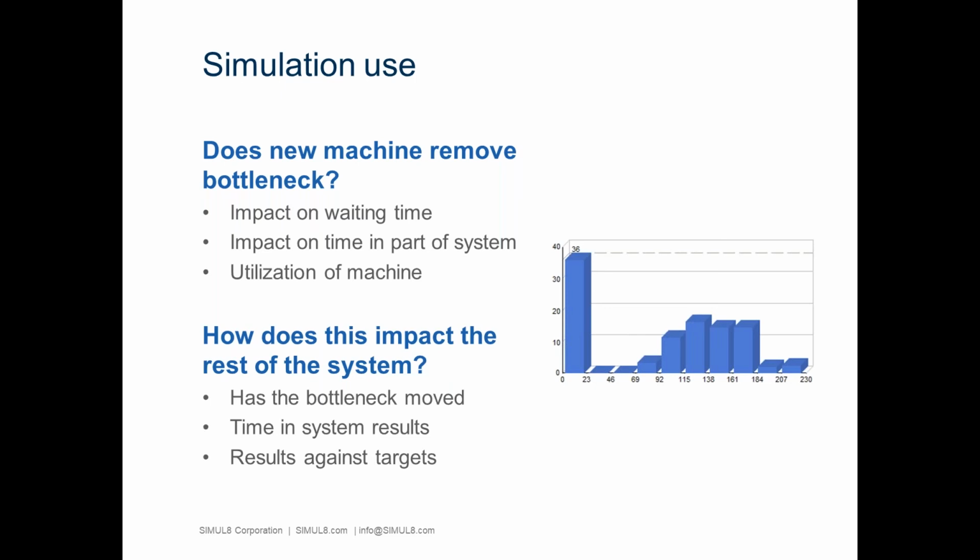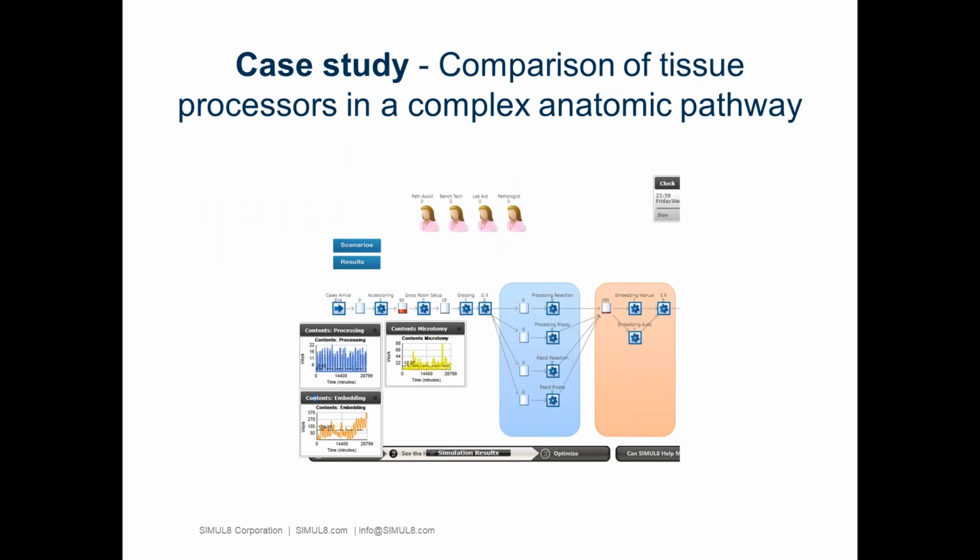So when we're doing this in a simulation, we want to look at things like the waiting time. We want to look at how utilized the machine will be and how many parts we can get through. But also we want to look at the rest of the system. Is it going to just move the bottleneck? If it does, how can we then make the system work well? How is it impacting time in system, and how is it impacting results against targets as well?